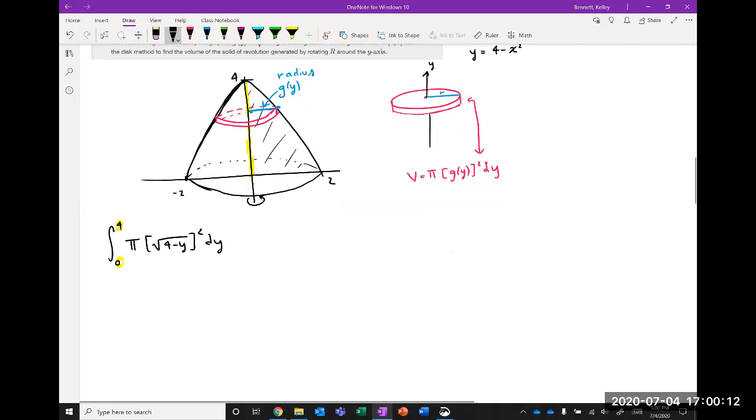Another super straightforward integral to evaluate. So I'm just going to get the integral from 0 to 4 of pi times 4 minus y dy. So this is pi times 4y minus 1/2 y squared, evaluating from 0 to 4. So the answer that I get is 16 minus 8, so 8 pi. And that's it, and that is the volume of that parabola rotating about the y-axis. So the easy part is over now. Now we're going to kind of step it up a little bit.